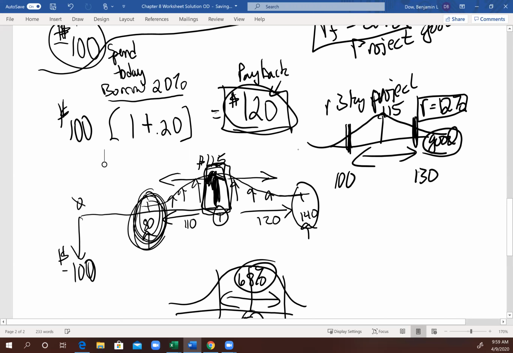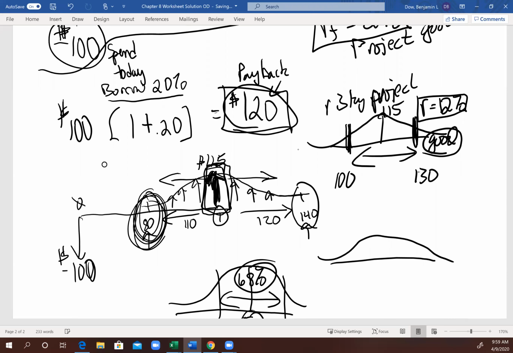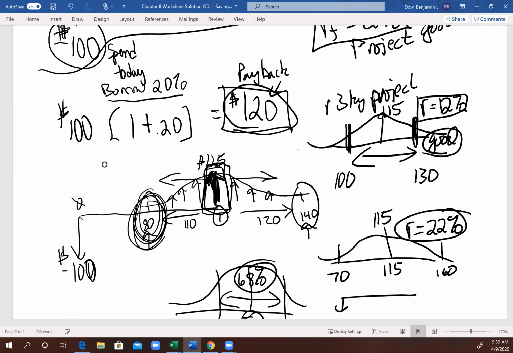Or we go to even a riskier scenario where the expected return is 115, but we could see things like $70 or $160. Okay. And maybe the appropriate interest rate here is 22%, in which case the project would be bad. You wouldn't want to spend $100 if you needed to earn 22 on a project that only gives you 115.